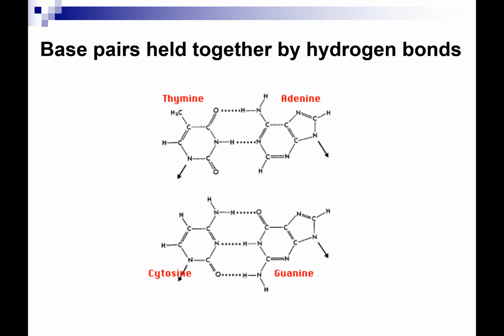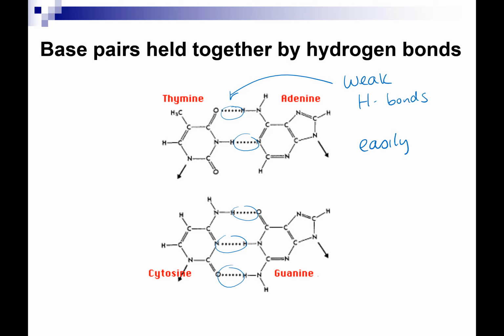So this is just showing you a little bit more. Hydrogen bonds are weak. We draw them as dot, dot, dots. But when you have lots of them, they can hold that DNA double strand together. It's important that we have weak hydrogen bonds because we want to be able to break these bonds for DNA replication and for transcription.